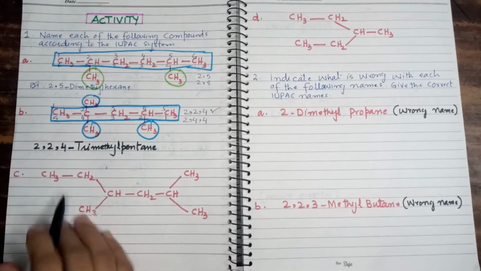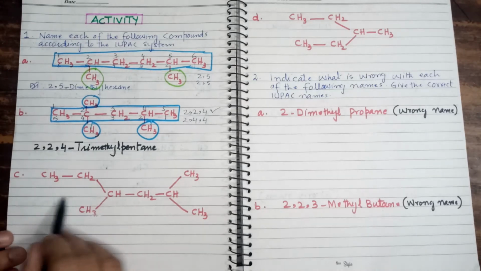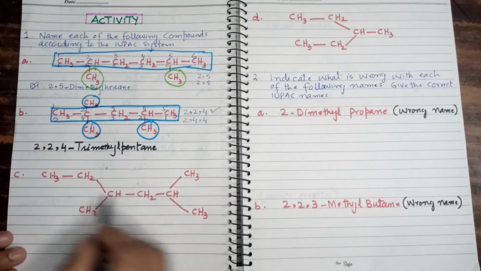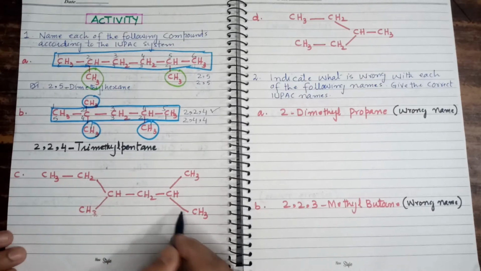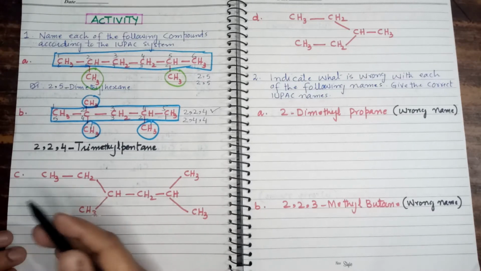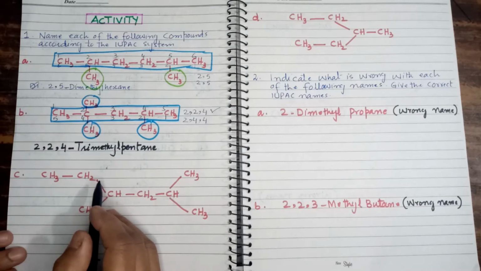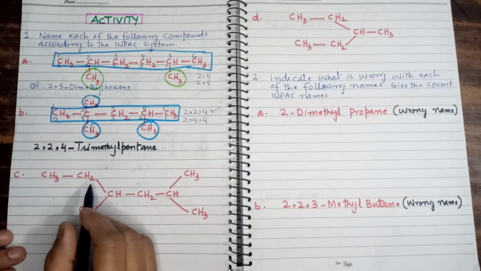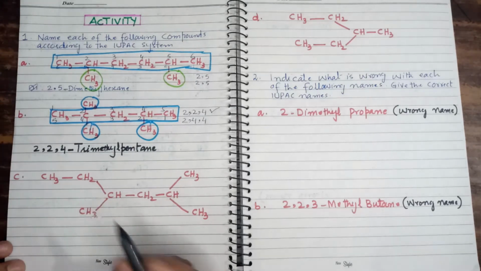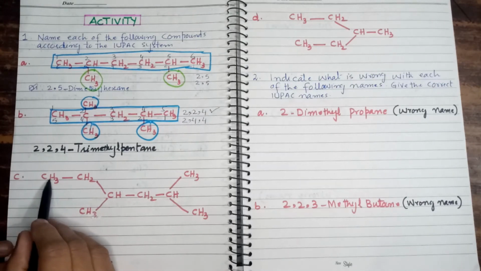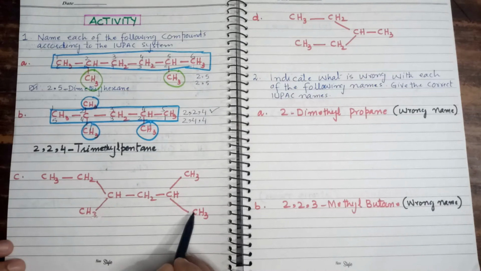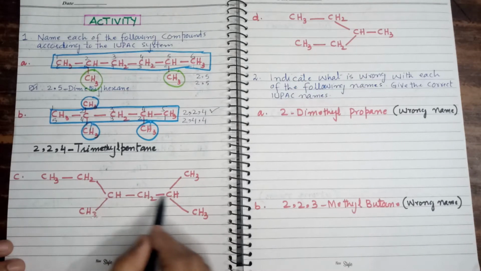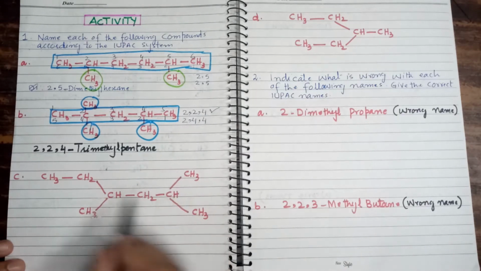Okay, now see the next part of the question. Another structure is given in this activity, structure number C, right? And now we assign the name to this compound. First of all, we find the parent chain, that is the longest continuous chain of carbon atoms, right? So locate the chain. 1, 2, 3, 4, 5, 6. 1, 2, 3, 4, 5, right? So obviously this is the parent chain.